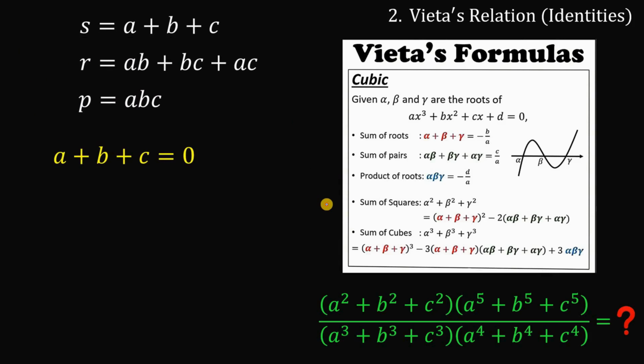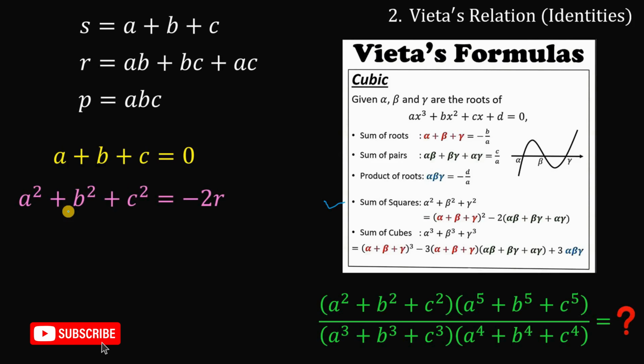Now look at the sum of squares. Take note, alpha squared plus beta squared plus gamma squared equals alpha plus beta plus gamma raised to the power of 2 minus 2 times the sum of pairs. Now, since we know that the sum of the roots is 0, this part is just 0. In short, we can say that the sum of squares equals negative 2 times r, or the sum of pairs.